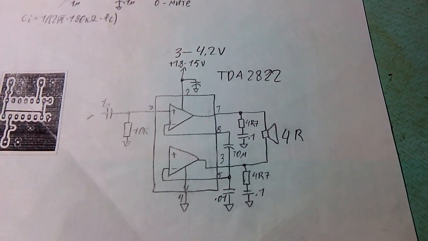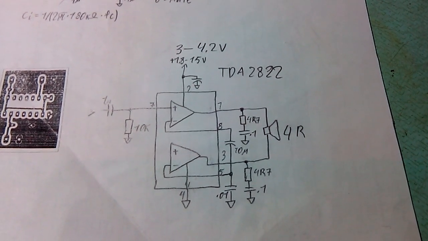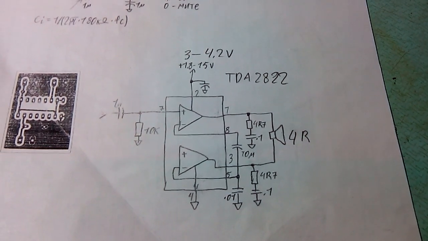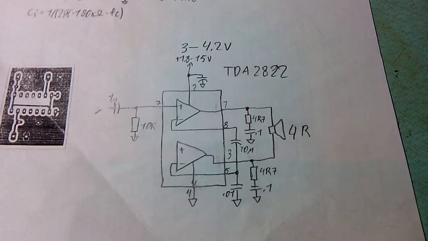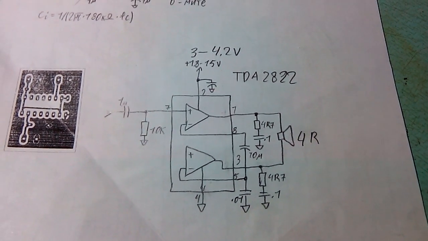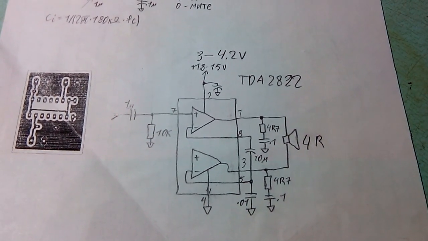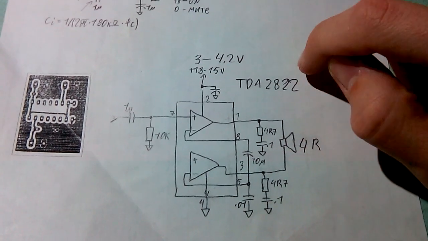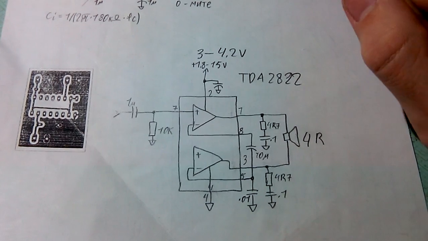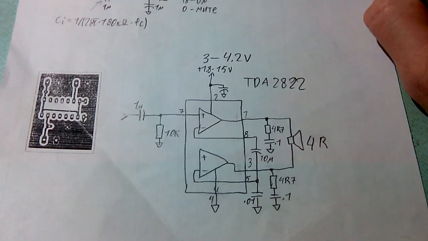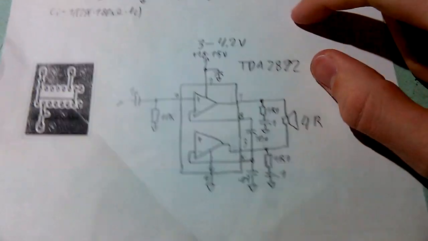Anyways, this video is about the TDA2822. There are two versions of this chip, one in a 16-pin DIP package, the other in an 8-pin DIP package. One of them has an M at the end, 2822M, but I can't remember which one. I guess the one with 16 pins, but can't be sure.